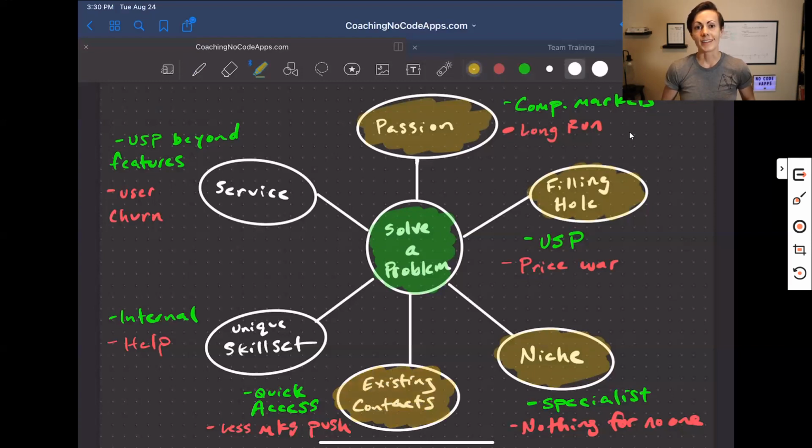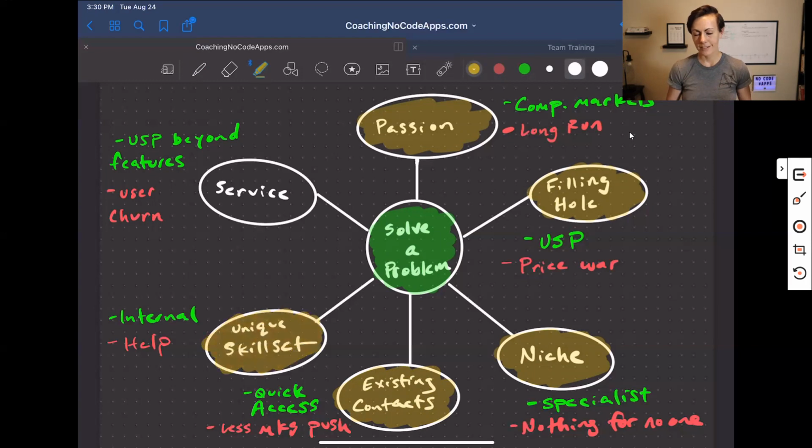Do you have existing contacts? If not, that's okay, but how can you start creating them? That's going to give you a major leg up once you start to actually roll out your app. It'll allow you to have a more seamless transition from development into initial launch.